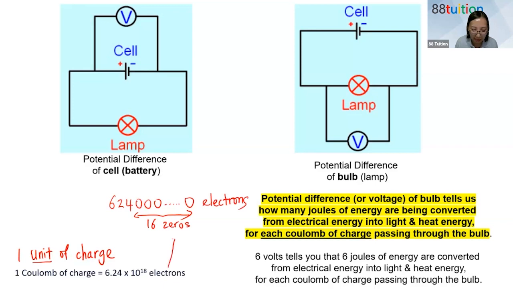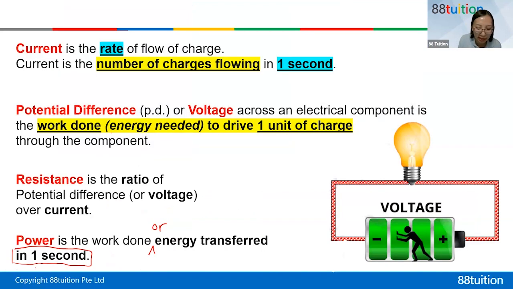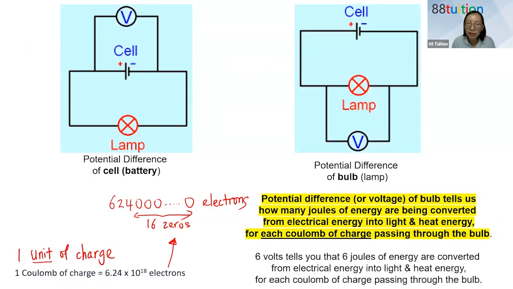That's what I'm saying here. There are so many electrons. And if you want to drive so many electrons from one point of the circuit to another point of the circuit, how much energy is needed? How much work is done to drive that many electrons through the light bulb? That is potential difference. Another way to understand potential difference is how many joules of energy is being converted for each unit of charge.